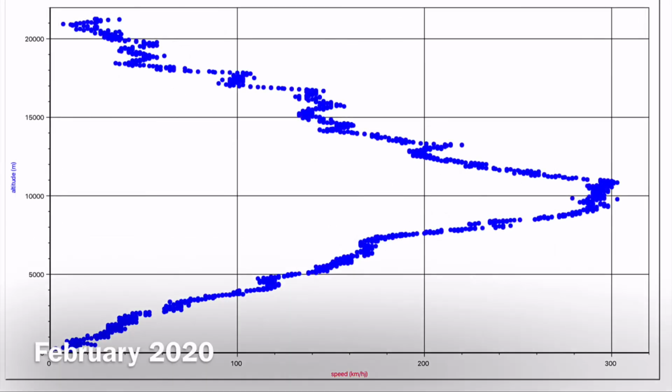The wind speed follows the same pattern for winter 2020 and summer 2020. The speed increases until about 12,000 meters and then decreases. In the winter, the balloon reached a max speed of 300 kilometers per hour, which is significantly faster than the summer, telling us that the jet streams are much faster in the winter.